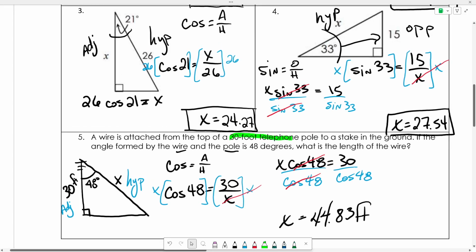Using trig functions to actually find missing pieces of right triangles. Something you can use out in the real world. Enjoy.